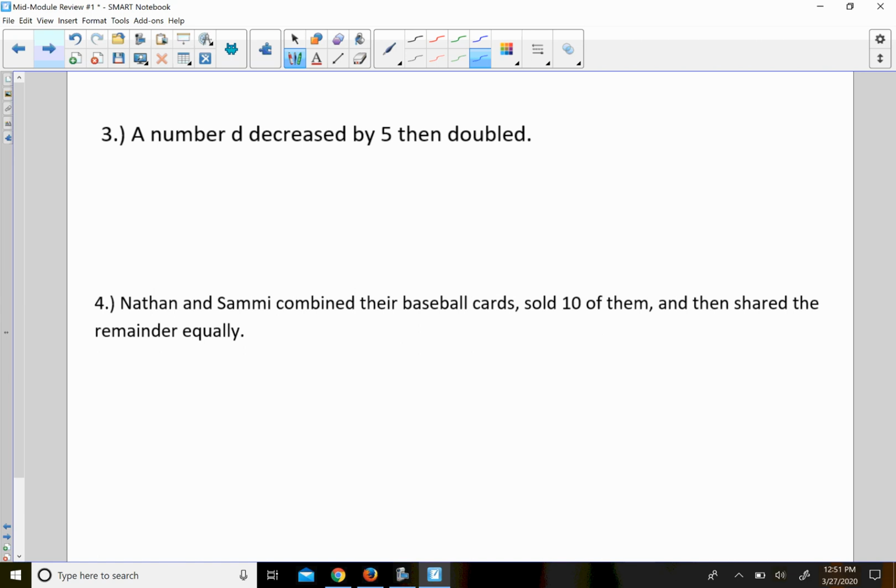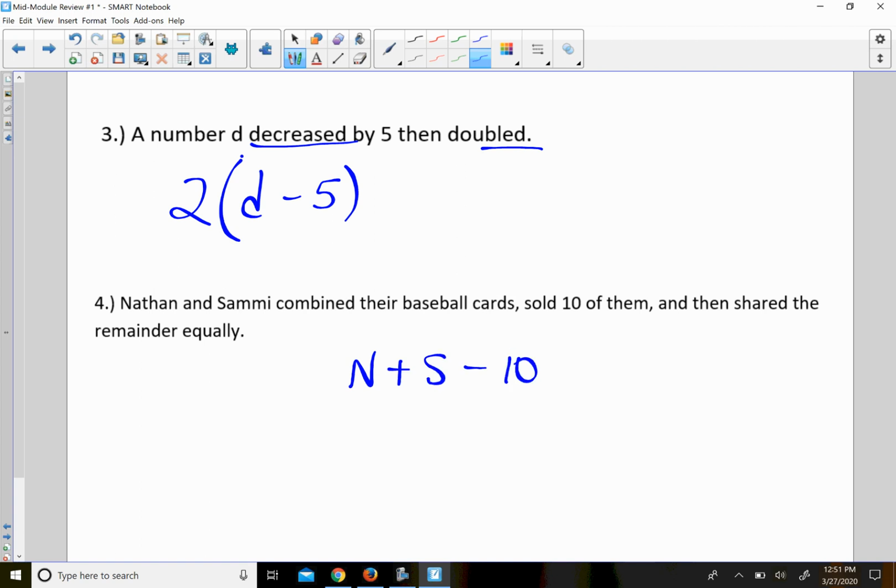Number 3, a number D decreased by 5, then doubled. Decreased by and doubled. So D decreased by 5, not a switcheroo, then double that number. So the parentheses mean do the subtraction first, and then I can multiply by 2. Number 4, Nathan and Sammy combined their baseball cards, sold 10 of them, and then shared the remainder equally. All right, so I can say here's Nathan's cards, add in Sammy's cards. They took away 10, they sold 10. Take all that's left after that answer and divide it equally among the 2 people.